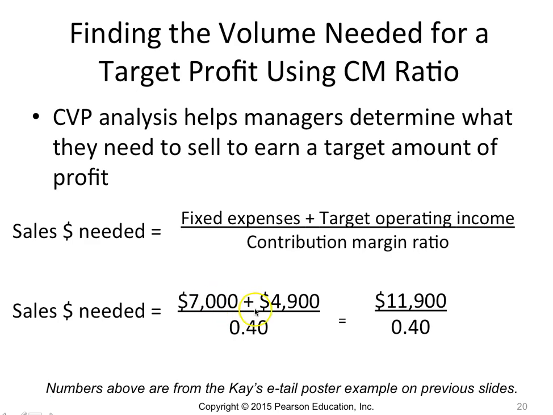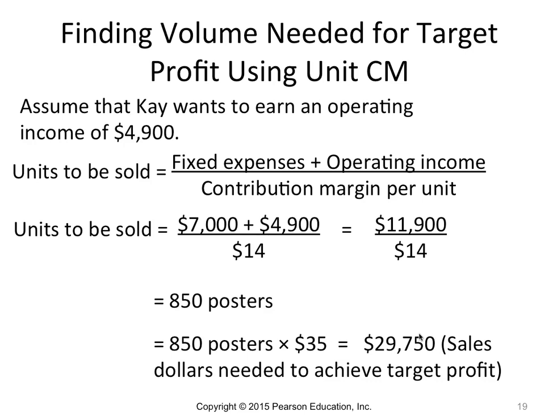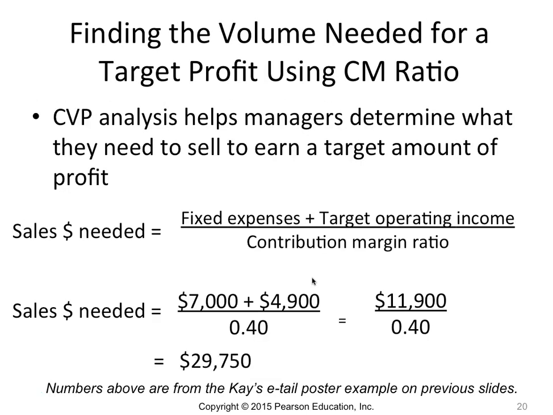So 7,000 plus 4,900, same thing. But we're dividing by 0.40, then we get to the $29,750. If we go back to the previous one, we still get to this number, but we're dividing by 14 and then multiplying this total by 35. It's basically this one divided by, this will be replaced by 14 divided by 35. This is 0.4. So it's the same idea, and we get to the same point.